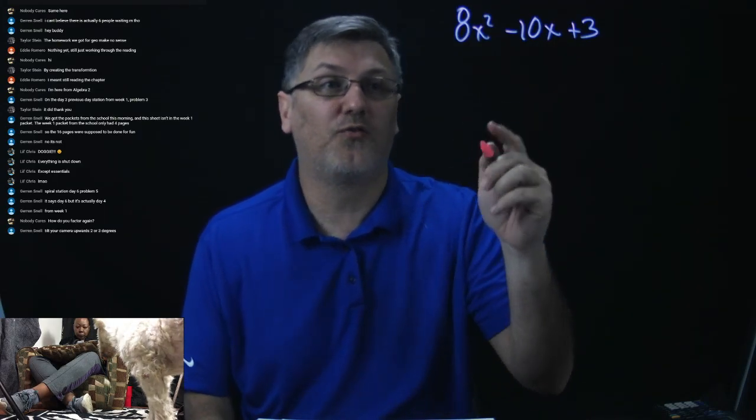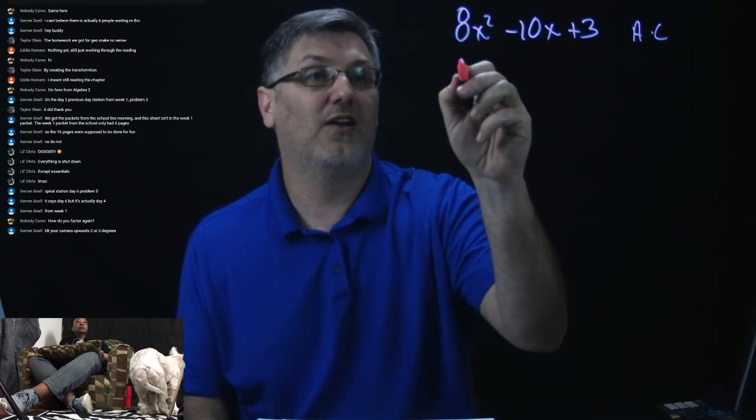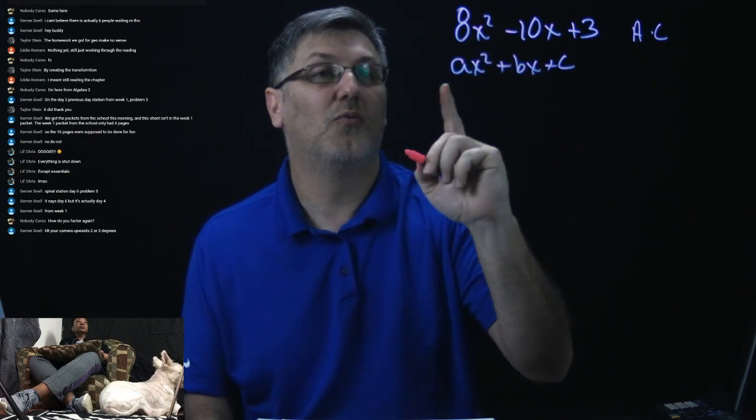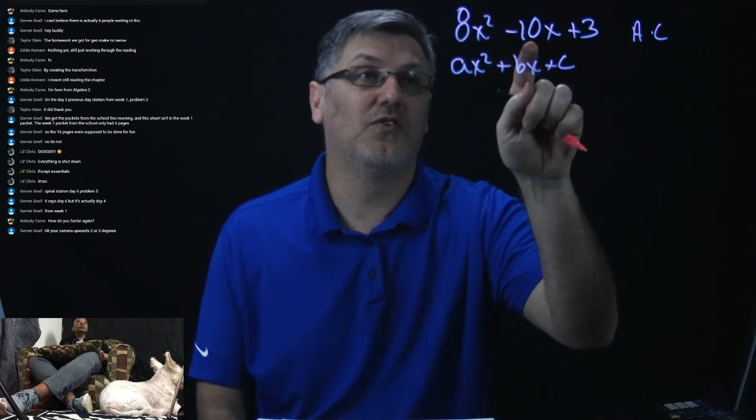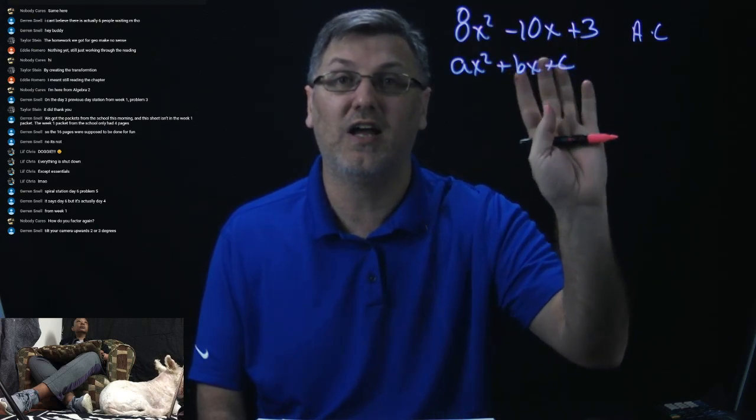And the method that I use for factoring is called the AC method. So it's A times C. So that's predicated on the idea of ax squared plus bx plus c. So my a is the number and sign in front of my x squared term. My b is the number and sign in front of the x. And my c is the constant with the sign at the end.